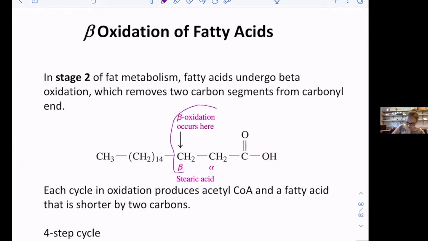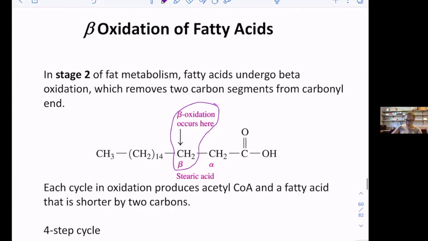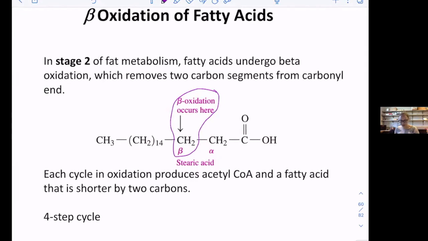We oxidize this position here. So each cycle in oxidation produces acetyl-CoA. So we oxidize there, and then eventually it's going to chop and break off. Now we have these 2 carbons. So that's an acetyl-CoA that is going to be formed, and then that can undergo the citric acid cycle, just like we've talked about in the other parts.